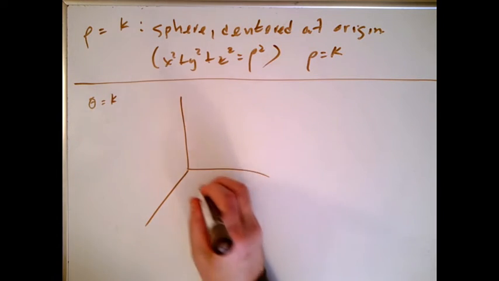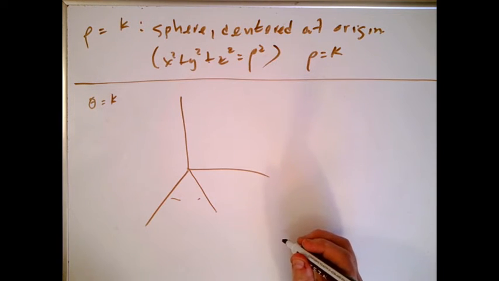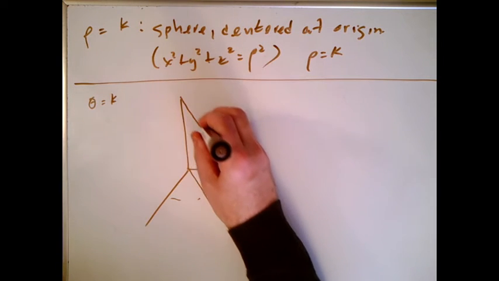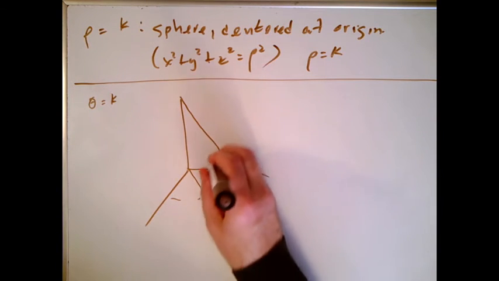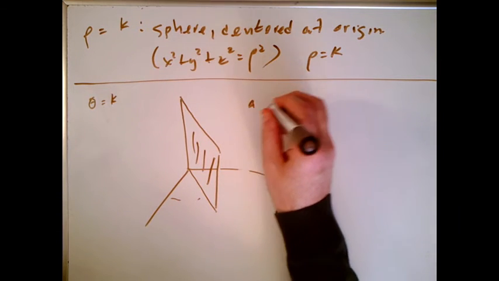If we want to look at everything where theta is equal to a constant, well, what is theta, right? Theta says, go that angle over like this, and now let z be anything. Well, what you're going to get there, if z can be anything, is just a vertical plane through the origin.